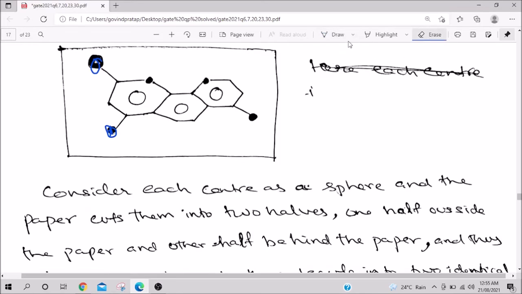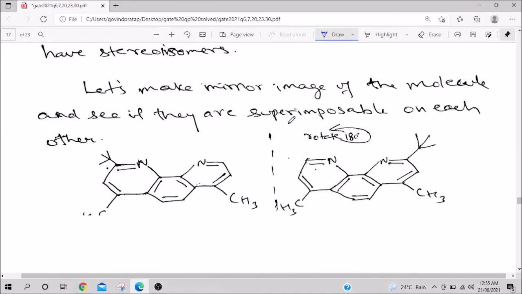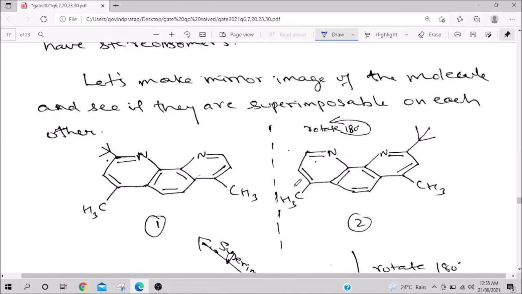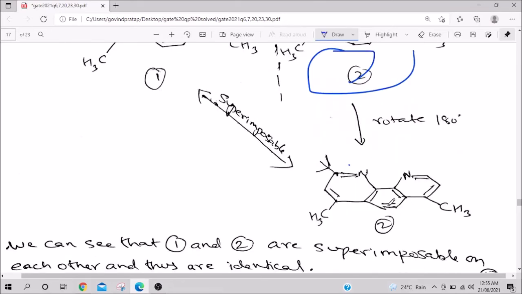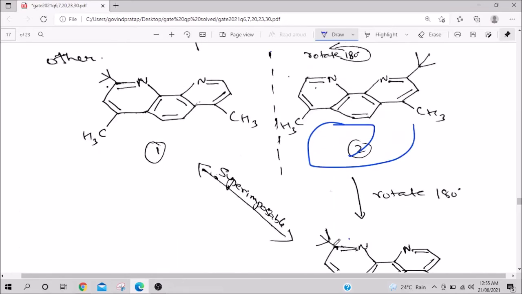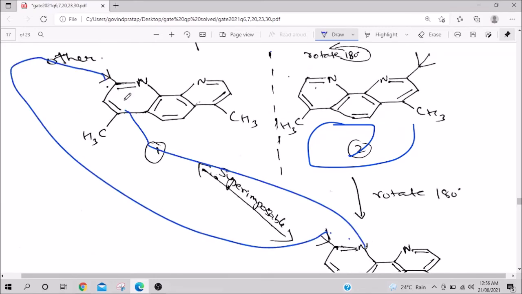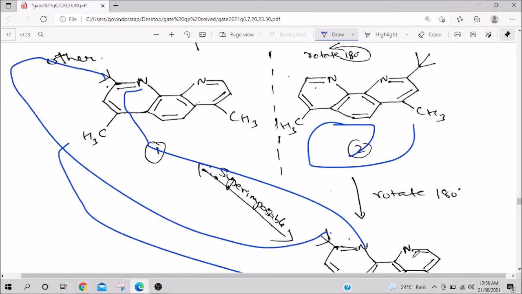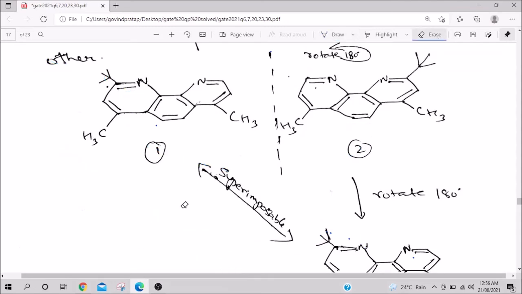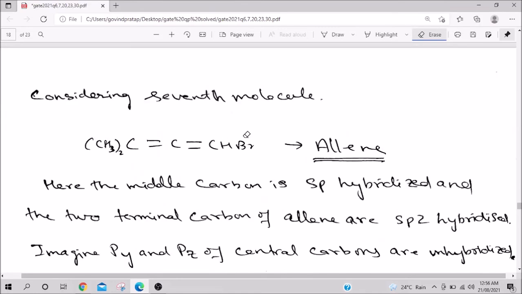If you want, let us draw and see. So, let me draw the mirror image and you are getting this, right? Just rotate it 180 degrees, just like that, you turn it. So, this tertiary butyl comes here, everything else is the same. Now, you try to mix it. What happens? This tertiary butyl sits on this, this nitrogen sits on this, this CH3 sits on this, the whole molecule you can literally make it sit on this. So, these two are superimposable, so they are not different, so they are not stereoisomers, right?